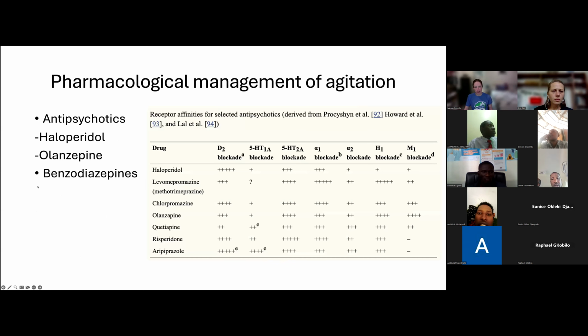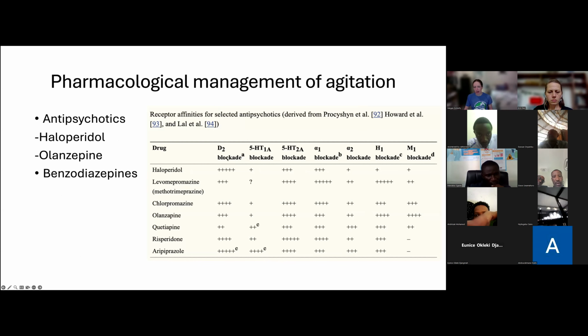We also use medications to help with agitation if needed. The most common ones would be haloperidol and olanzapine, depending on what's available, and benzodiazepines. And this table is just a reference for you, shows you each of the antipsychotic medications that we use, how much does it block each type of receptor, which is sometimes very useful. Obviously, you want a lot of blockade of what we call dopamine receptors because that causes people to be more sedated.